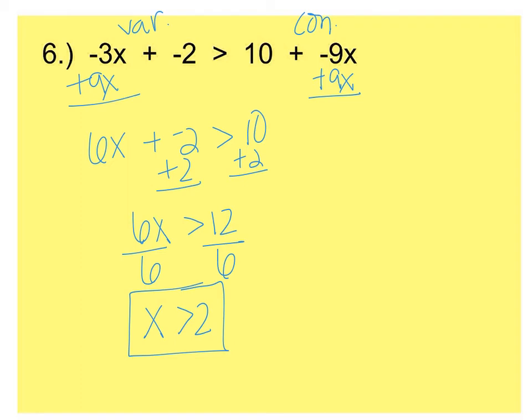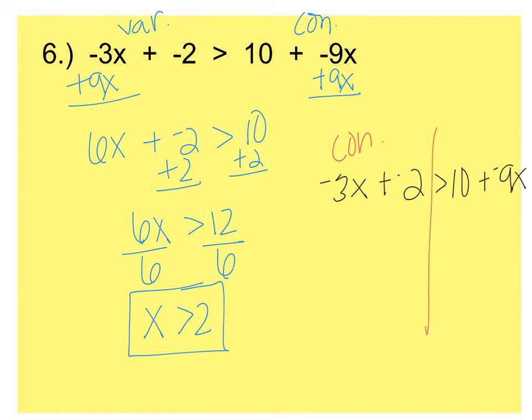Now, let's just look for a minute. Let's say that you wanted to solve this inequality, and let's say that you chose to put your variables on the left and your constants on the right. Let's look at how that would change our problem slightly. Okay, we're going to make the left-hand side for constants this time, and we're going to make the right-hand side for variables. So in order to do that, let's add 3x on both sides.